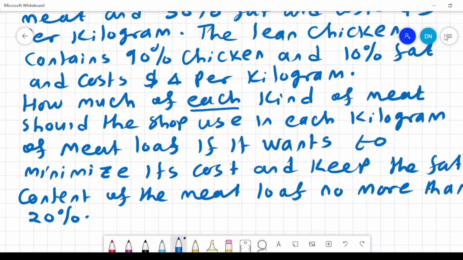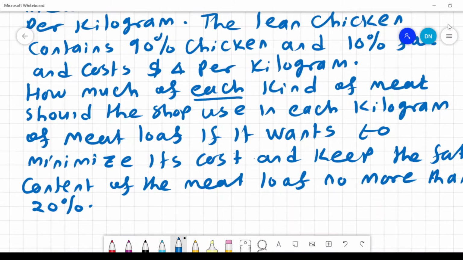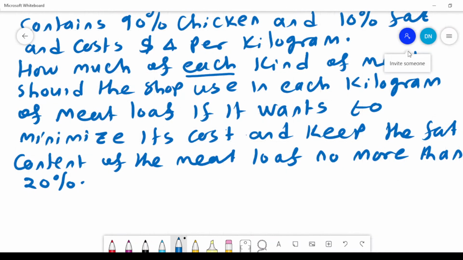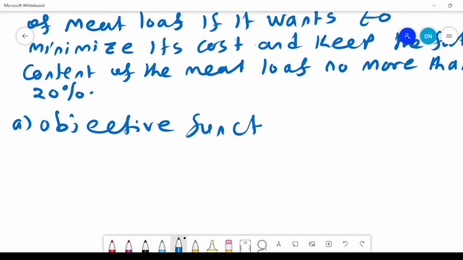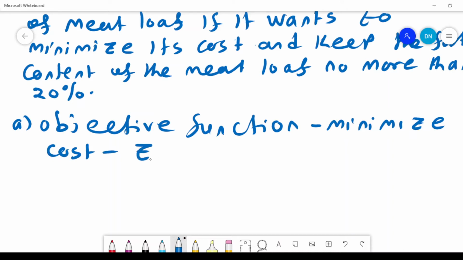How much of each kind of meat should the shop use in each kilogram of meatloaf if it wants to minimize its costs and keep the fat content of the meatloaf no more than 20%? We have the objective function, and that is we want to minimize cost, and we have our z function.